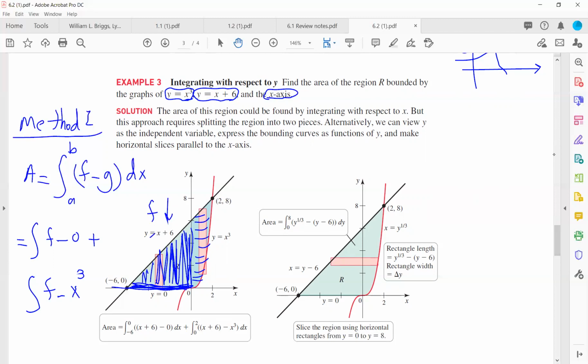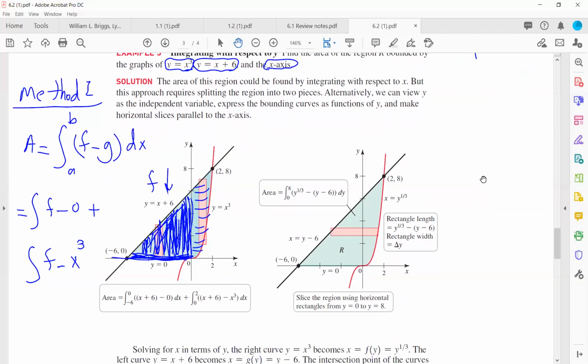One on the left-hand side, bounded between the linear function x plus 6 and 0. The second portion is on the right-hand side, between f and this cubic function. And we cannot combine these two. They are different functions. We have to calculate them separately, find the integrals, and add them together.